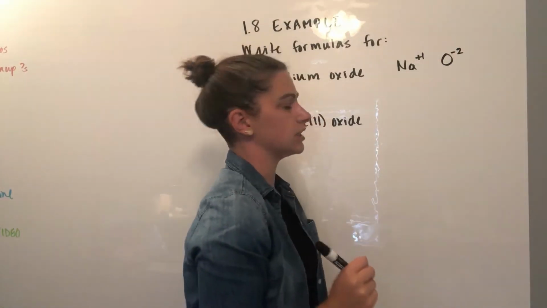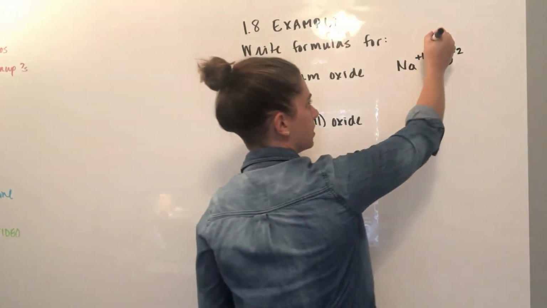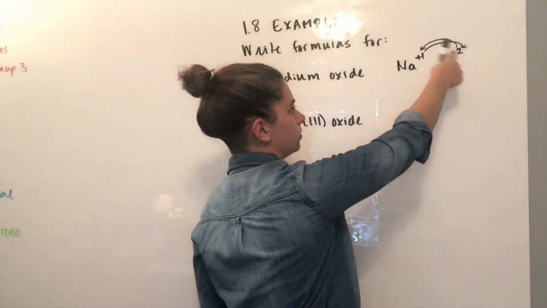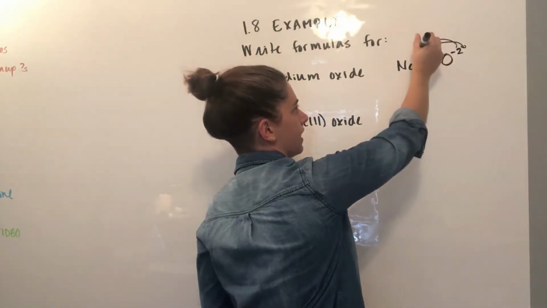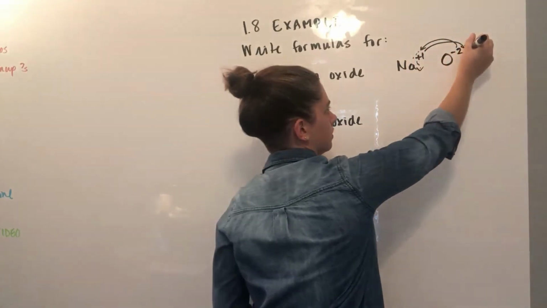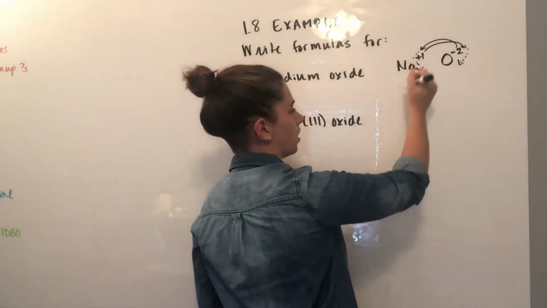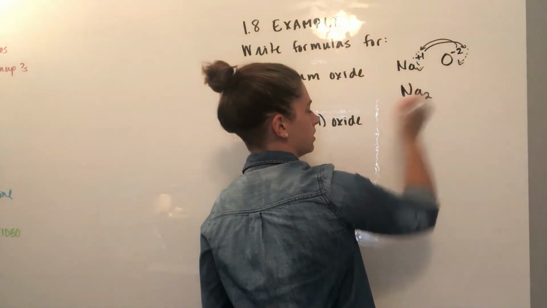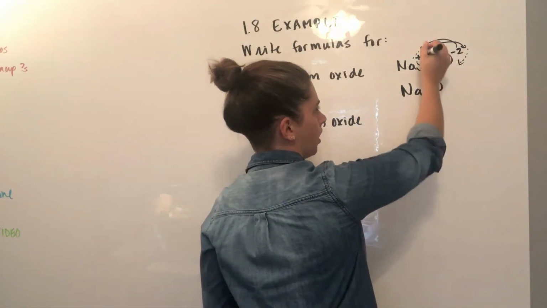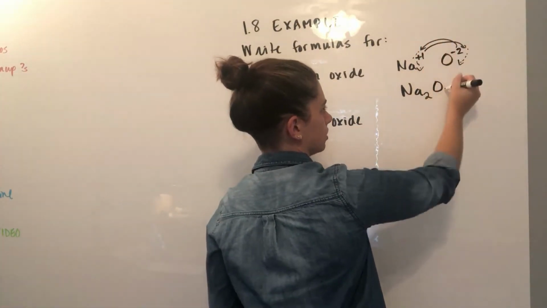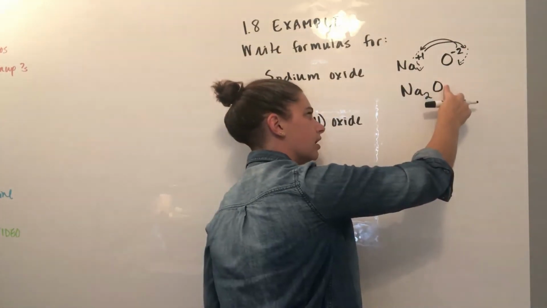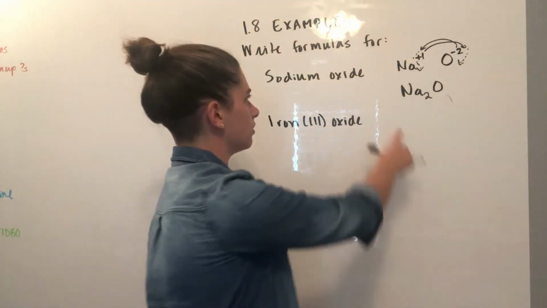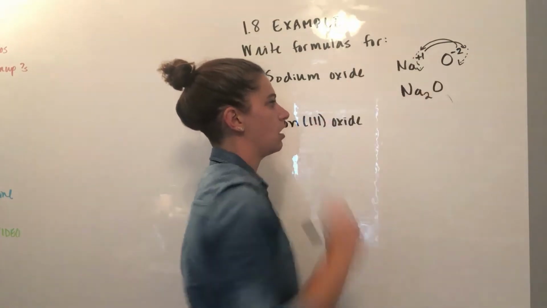Now the phrase I like to use is swap and drop. We're going to swap where they're located, which means I'm going to swap my 2 over to my sodium, my 1 over to my oxygen, and then I'm going to drop them into the subscripts. So my 2 from my oxygen came over to my sodium, dropped into my subscript. My 1 from my sodium went over to my oxygen, dropped into my subscript. And then one last little touch: we don't include 1s in chemical formulas. So the formula for sodium oxide is Na2O.